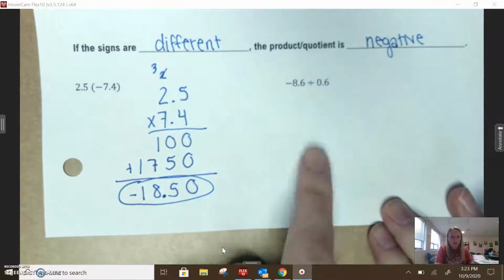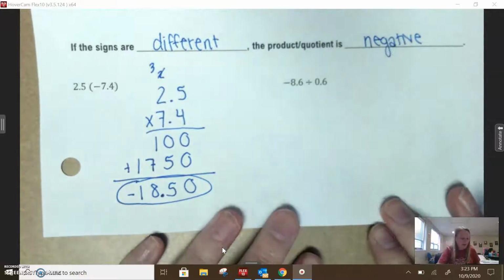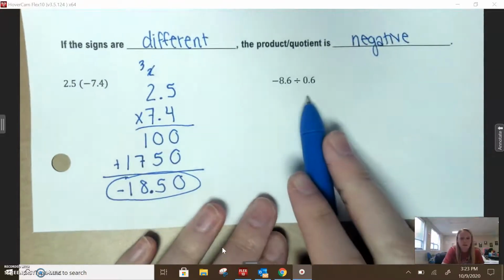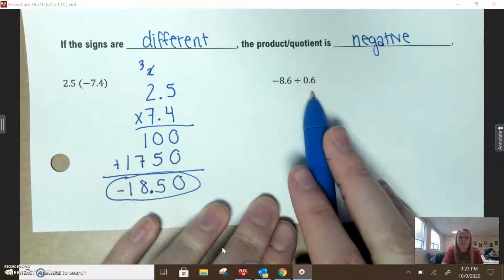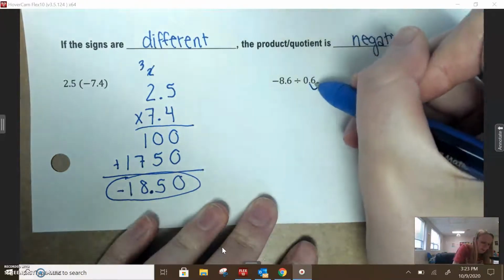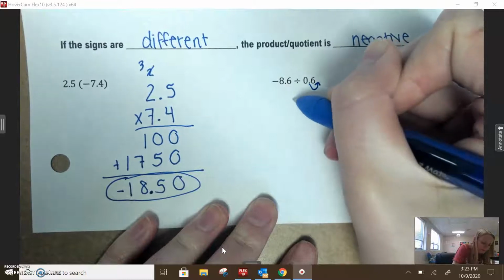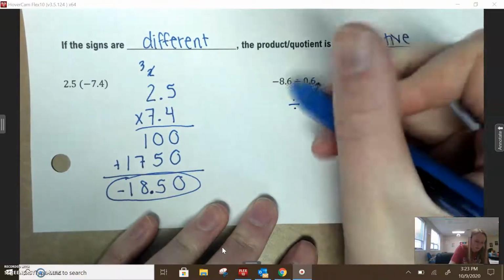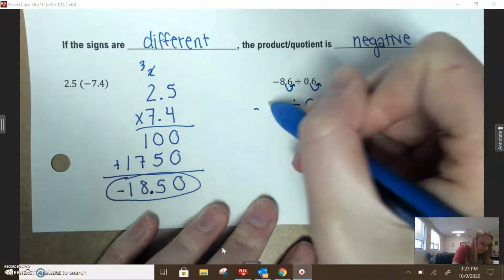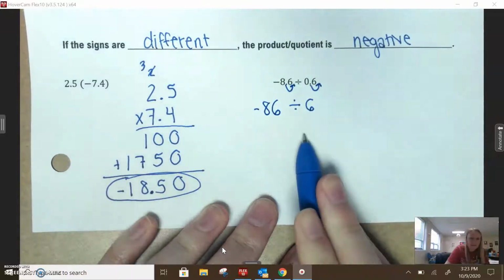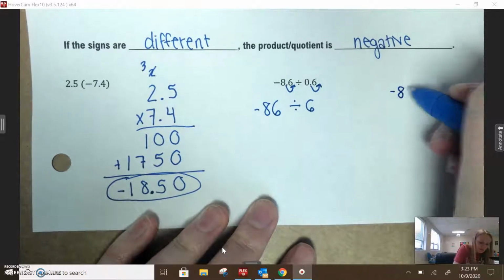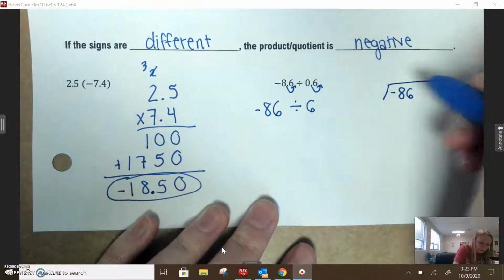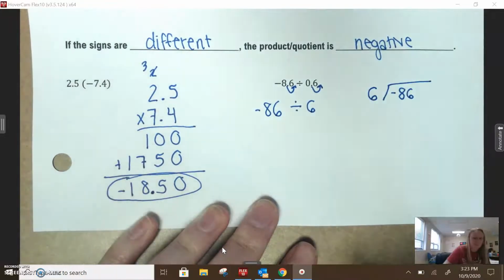All right, the last one with decimals is dividing. So once again, the number that we're dividing by has to be a whole number. So 0.6 right now is not a whole number. I'm going to have to move it one place to the right to make it 6, which means I have to move this one place to the right. So really, this is negative 86 divided by 6. So I'm going to set up my long division here. Negative 86 divided by 6.